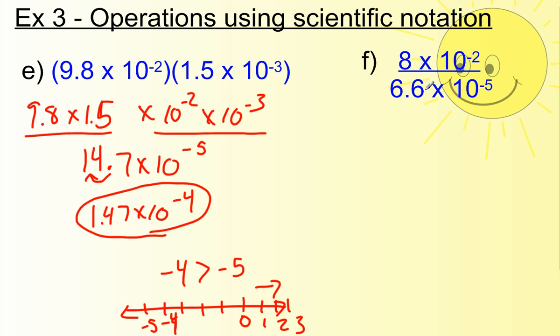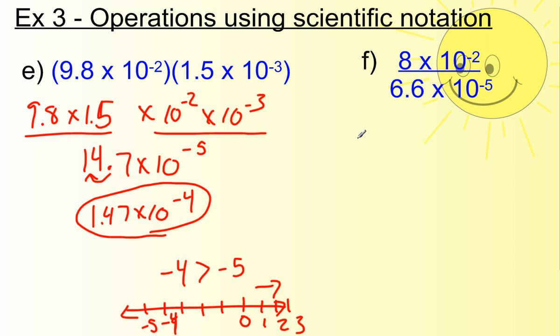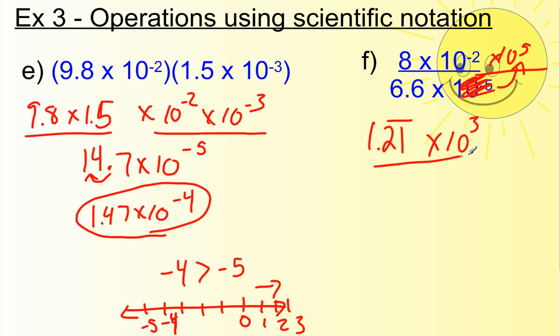Letter F. One piece at a time. I'm going to do the 8 divided by 6.6. 8 divided by 6.6 equals 1.21 repeated. Times by, alright, so this guy moves up top, gives me 10 to the 5th. They have the same base, so I add the exponents, giving me 10 to the 3rd. And my first number already is like 1 point something, so this is in scientific notation, and we're done.